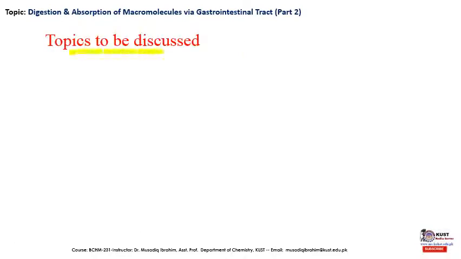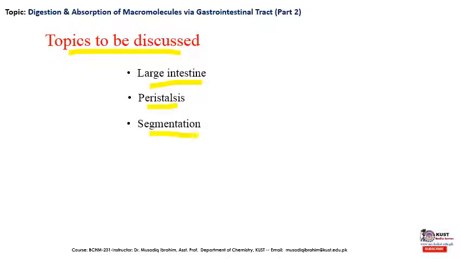Now, the topics which we are going to discuss in this lecture include the large intestine, the process of peristalsis, the segmentation in the stomach and the small intestine, the absorption of nutrients from the food entering into the small intestine and then reaching the vascular system, and the transport of the nutrients from the vascular system by means of blood circulation to different parts of the body.